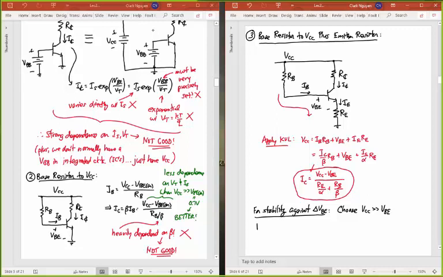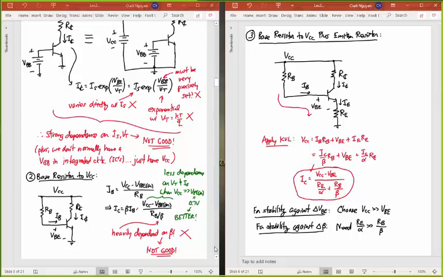If I want stability against changes in beta, then what do I need? So I need this term RE over alpha to dominate over this term RB over beta. So I need effectively RE over alpha to be much greater than RB over beta.